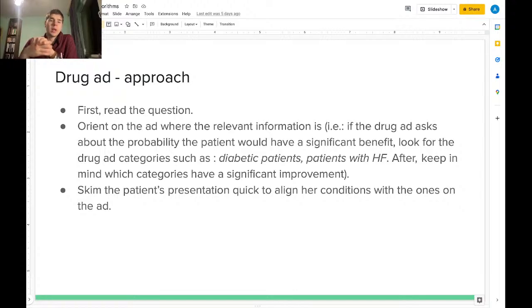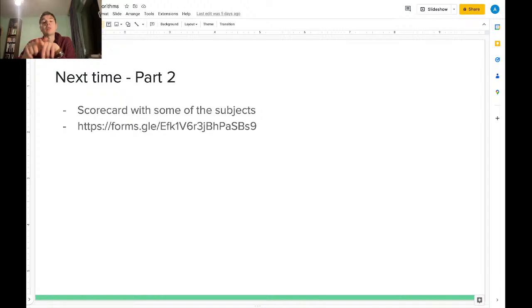Okay, as I told you before, you have to skim the patient's presentation to align her conditions with the ones on the ad. Shortcut with some of the high-yield algorithms that we will cover next time. Let me know if you have any suggestions right now in the chat box, or if you're rewatching it in the comments.